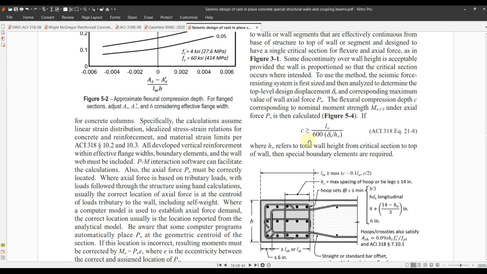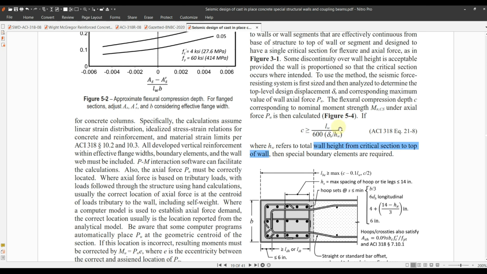Again, a boundary element is only required when c is greater than this. You can calculate this based on the data you have: hw, delta_u, and lw, where lw is the wall length and hw is the wall height from bottom to the top of the wall. It is written here, hw refers to the total wall height from critical section to top of the wall. So in our case, and in most cases, this is the wall height. From critical section means from the wall bottom to the top of the wall.